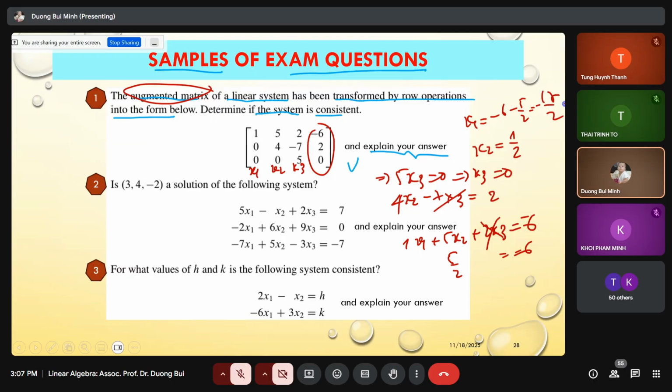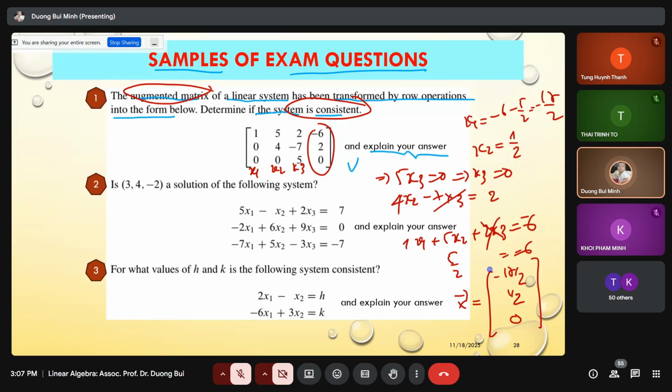So this is consistent. This system is consistent because we have a solution, right? We have only one solution: x1 is minus 17 over 2, x2 is 1 over 2, and x3 is 0. Okay, am I correct?